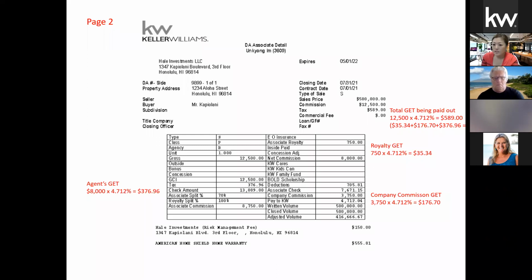Below that, you're going to see associate check, which is $7,671.15. That amount is calculated by taking the associate commission, minusing the associate royalty, which is $8,000. Then you take the $8,000 and deduct the $705.81. That will not necessarily equal the associate check, because this associate check, the 7,671, includes your GET portion as well. Does that make sense?